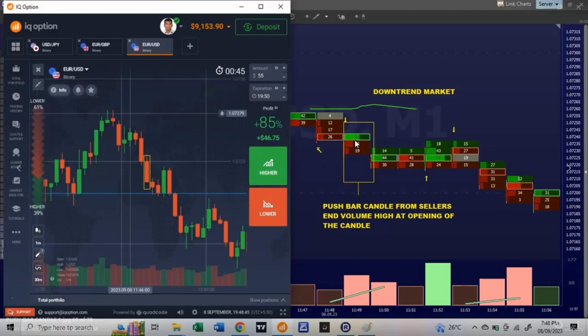Okay, see what happened? Who failed here? In this case, buyers failed here. That's why it's in the downtrend market. When we look at the opening price, this is also a push bar. Buyers failed here. That's why sellers will enter again.